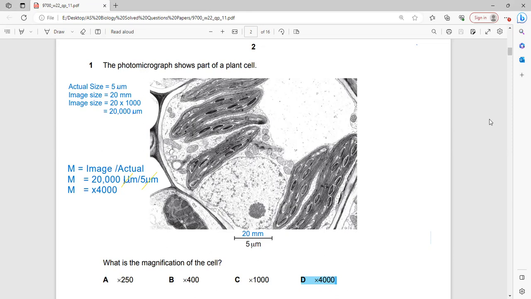So that's 20 millimeters. Here, the formula for magnification is the size of image divided by actual size. So we're going to convert the image size, 20 millimeters, into micrometers by multiplying by 1,000, and this will become 20,000 micrometers. To calculate the magnification, we divide 20,000 by 5 micrometers. The micrometers cancel out, and our answer will be 400 times. This image has been magnified 400 times. So D is our correct option here.